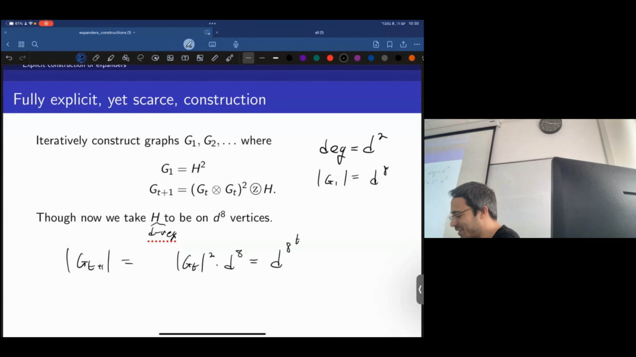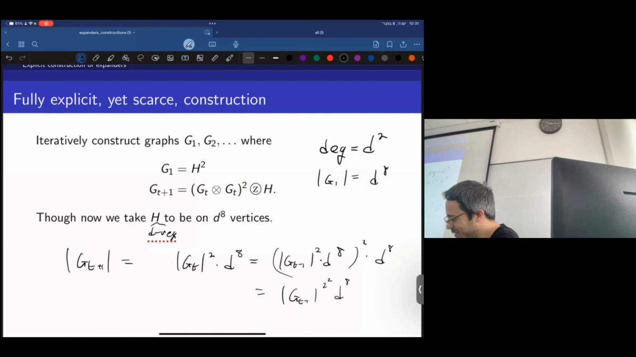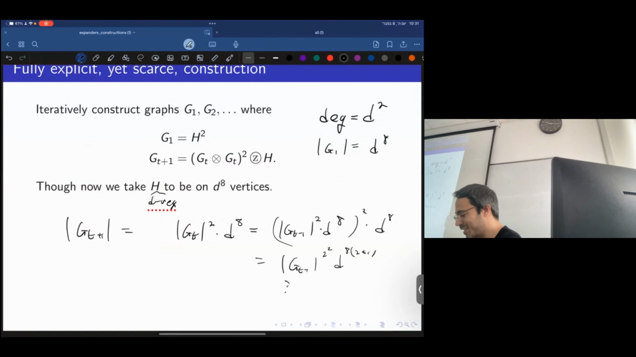Every time you just square, and maybe D to the... okay, let's do one more. GT minus 1 times D to the 8 squared. Yeah, I was right. So this is like GT minus 1, 2 squared, D to the 2 plus 1. It doesn't matter, I'm just making sure. So this is roughly the graph size initially, D to the 8 times 2 to the T. It wasn't D to the 8 to the T, it was D to the 2 to the T essentially. I got confused a little bit.